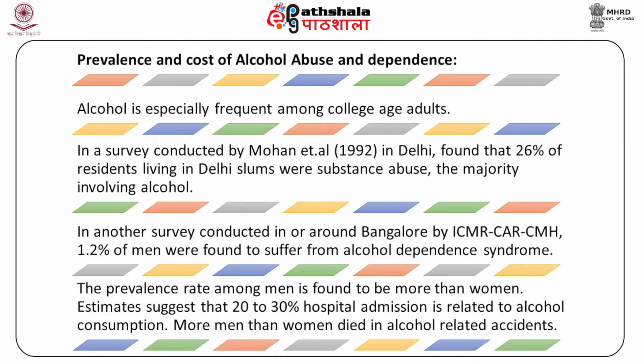Prevalence and cost of alcohol abuse and dependence. Alcohol use is especially frequent among college-age adults. A survey conducted by Mohan et al. in 1992 in Delhi found that 26% of the residents living in Delhi slums were substance abusers, the majority involving alcohol. In another study conducted in and around Bangalore by ICMR, 1.2% of men were found to suffer from alcohol dependence syndrome. The prevalence rate among men is found to be more than among women. Estimates suggest that 20 to 30% of hospital admissions are related to alcohol consumption. More men than women died in alcohol related accidents.